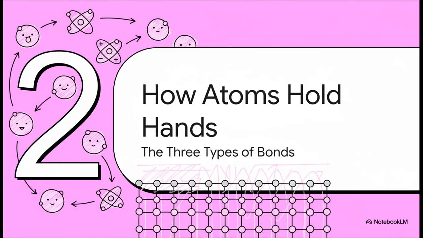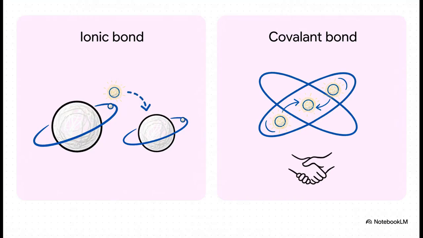Okay, so we've got a handle on a single atom, but the real world is made of billions and billions of them all packed together. So how do they hold hands to form solids? It all comes down to how their outer electrons link up through chemical bonds. And there are a few ways they can do this. You've got the ionic bond, which is basically a transfer. One atom just gives an electron away to another. Think table salt. Then you have the covalent bond, which is more of a partnership.